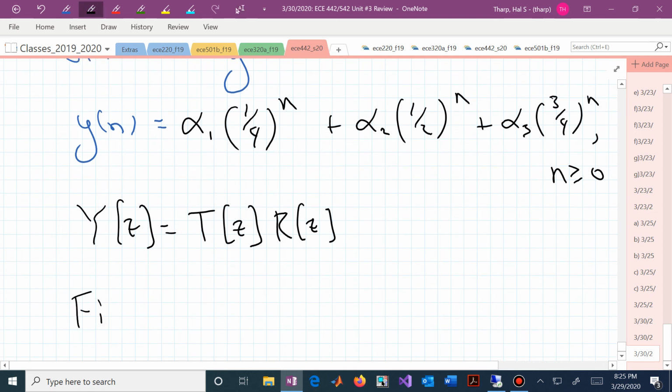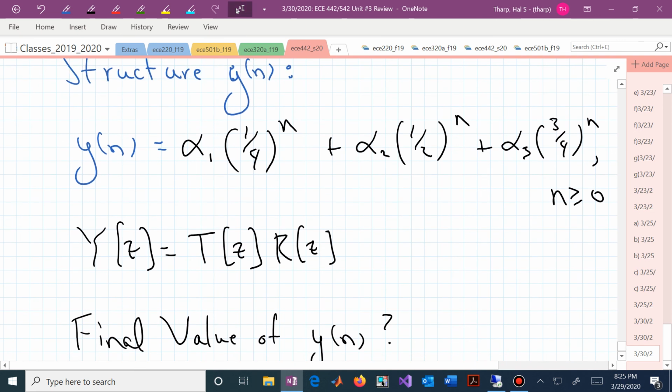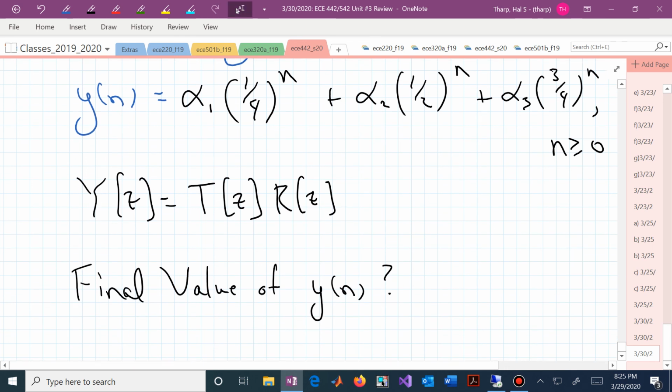One more question could be, what's the final value of y of n? n is positive in terms of the interval of support. All of these modes have a modulus or a magnitude less than 1. They're all shrinking exponentially. The final value of y of n is going to go to 0 as n approaches infinity. That's what you need to be comfortable with for the Unit 3 quiz.